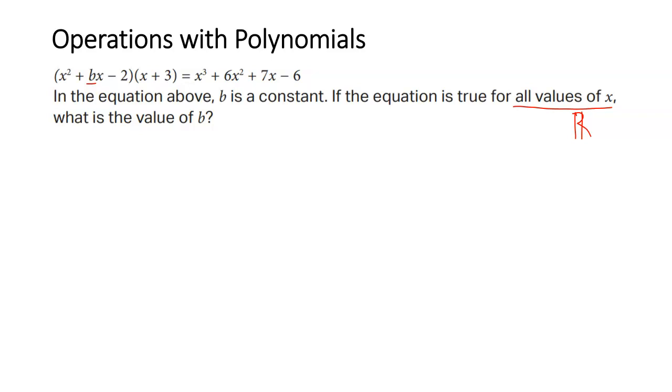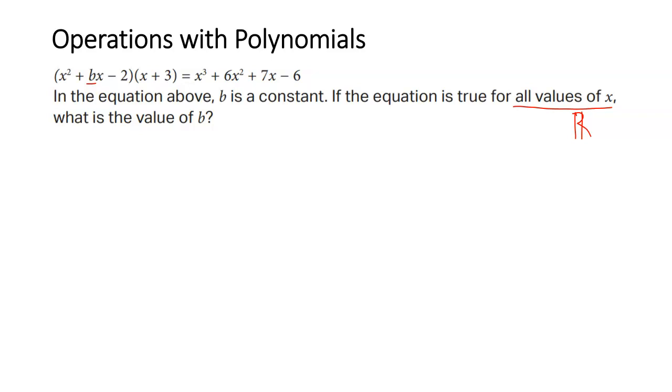If I want my solution to be true for all values of x, then it doesn't matter what I plug in for x, I'm always going to get the same thing. So what does my equation on both sides have to look like? The same. They have to be the same.